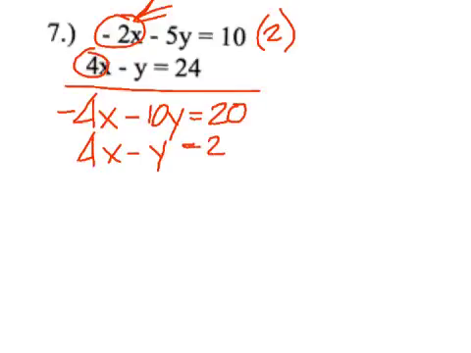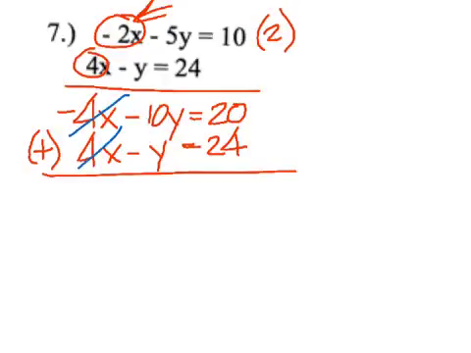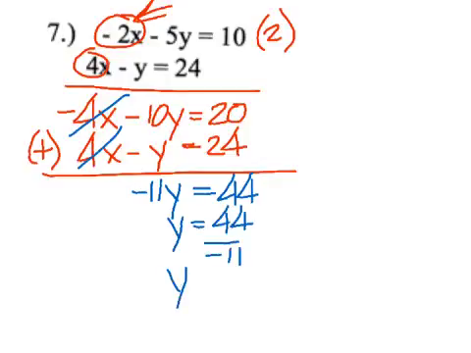We now have to go back through and add because we have the opposite signs there. When I do that, these cancel, and negative 10 plus a negative y, which is a negative 1, is negative 11y. 20 plus 24 is 44. So clearly this is going to give us an answer of negative 4 for y, and I'll put that in here.